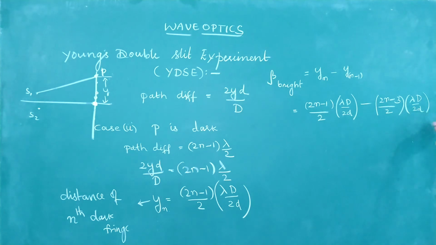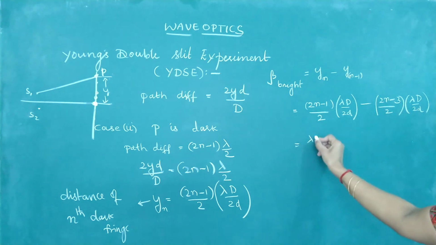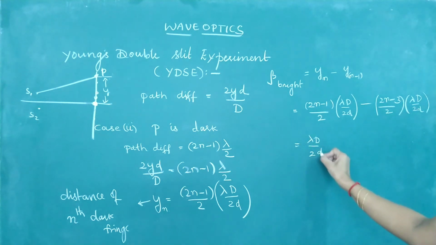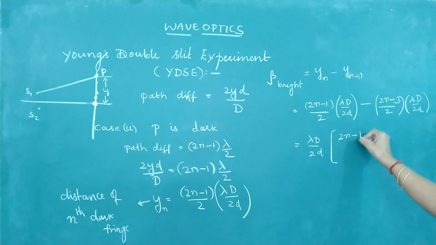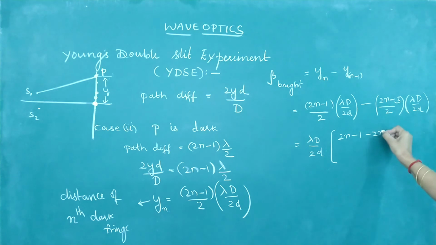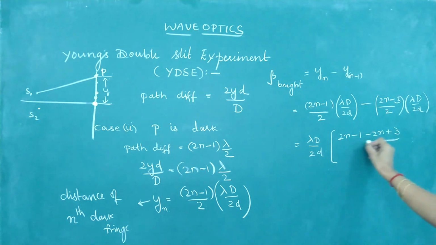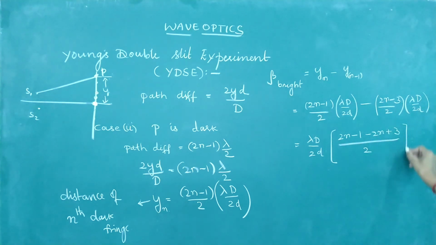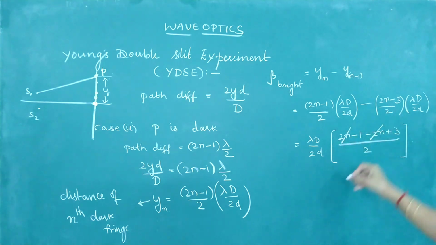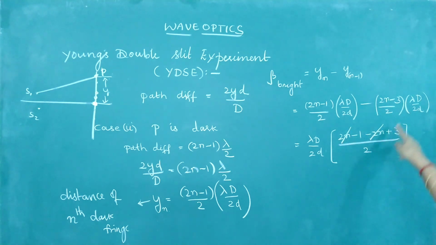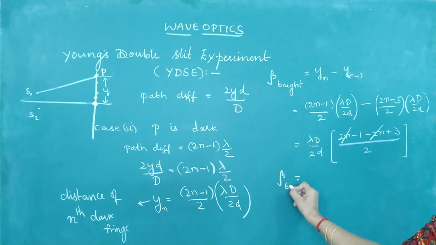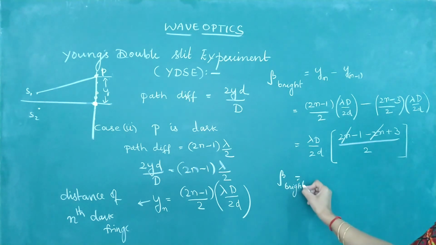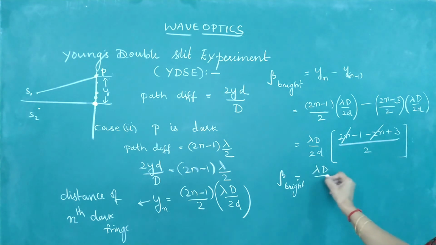Take out lambda capital D by 2d common. And the remaining terms I am writing here, 2n minus 1 minus 2n plus 3 whole divided by 2. This is only a mathematical simplification. The 3 minus 1 by 2 also will get cancelled. So what is the width of your bright fringe? Are we getting the answer lambda capital D divided by 2d?